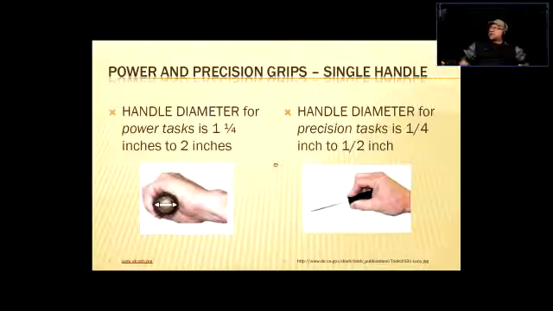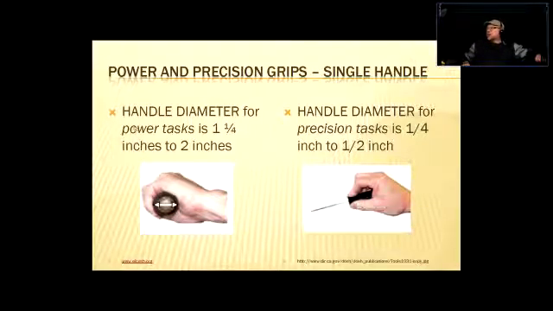All right. Some things to consider when selecting tools. Power and precision grips, single handle tools, such as a screwdriver. It's a single handle. It just has one handle. So here, this is the bigger screwdriver, and this is the smaller screwdriver. This is almost a miniature screwdriver, right? So this will be considered a power hand tool, and this will be considered a precision hand tool.